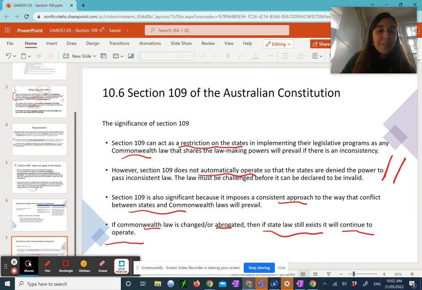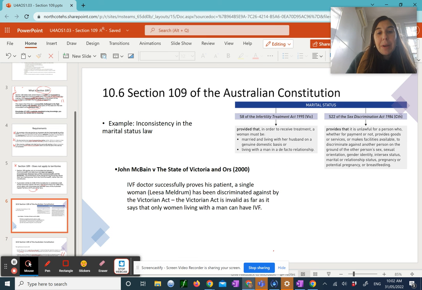Okay, that's it for today. If you're interested, and we'll do this in class, make sure you note the John McBain versus Victoria case as well.